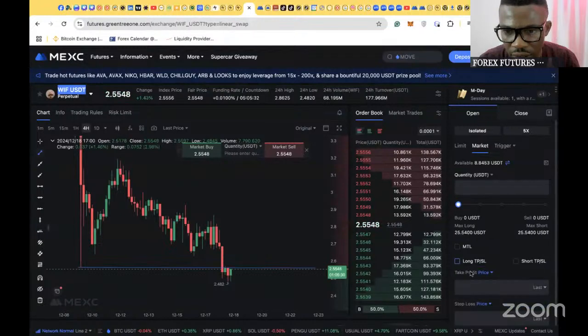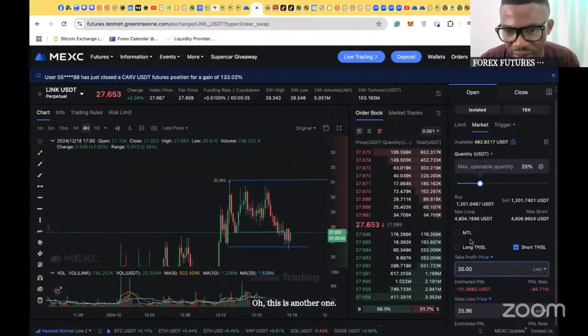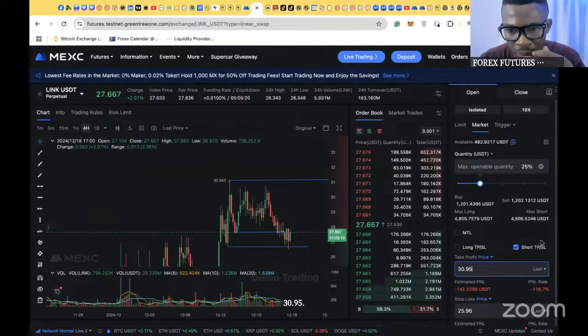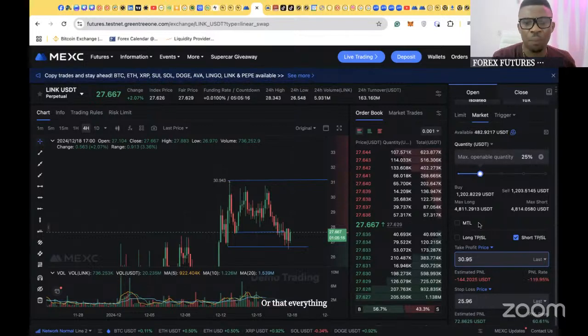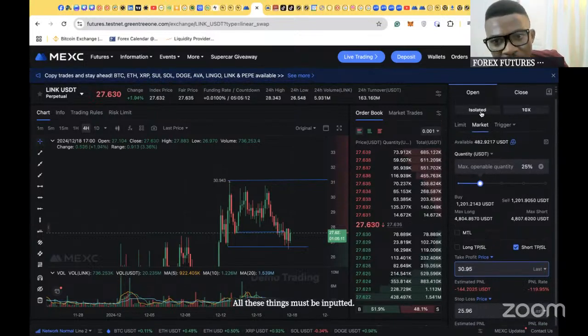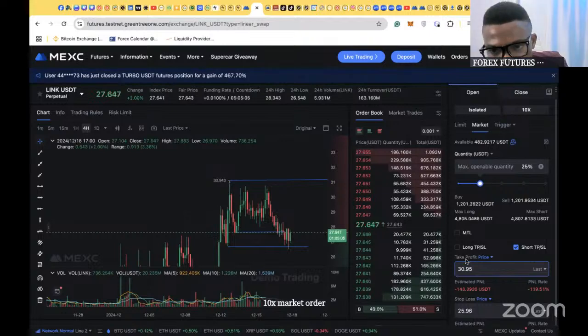Long take profits. Oh, this is another one. There are two accounts. 30.95. 25.96. Order, everything is intact. Now, please take notes. All these things must be inputted, starting from isolated margin, 10x, market order, quantity, stop loss, and take profits.